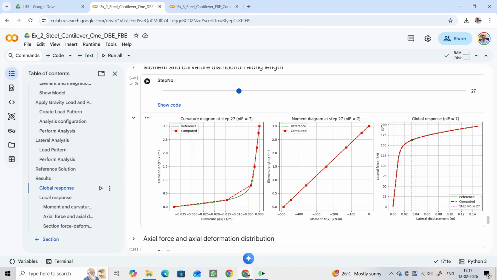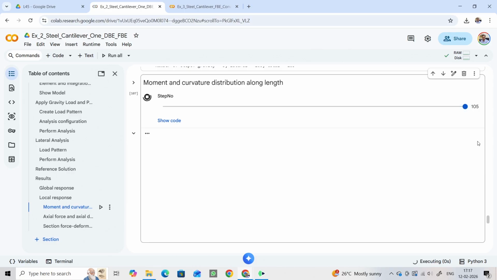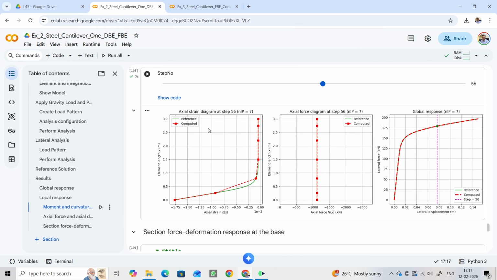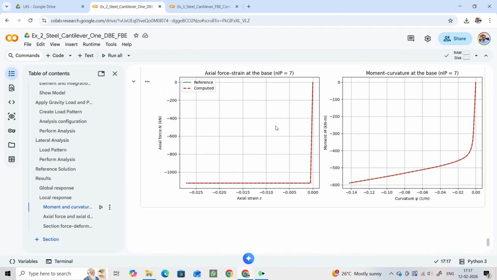The bending moment diagram is again matching with the reference solution. You take it to the end of the simulation, at this point, then also it is matching. Similarly, for the axial force, the axial strain variation along the length of the element, they are matching quite well, because in the force based element we are not making any assumption about the distribution of the curvature or the axial strain, unlike the displacement based element. You can also look at the section moment versus curvature response at the base of the cantilever. It is matching quite well.